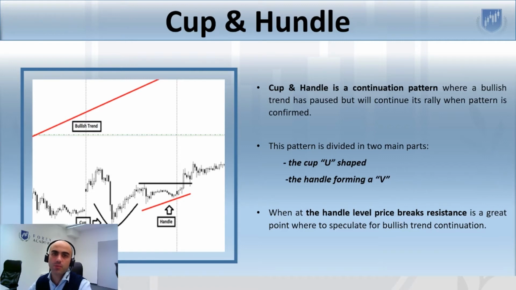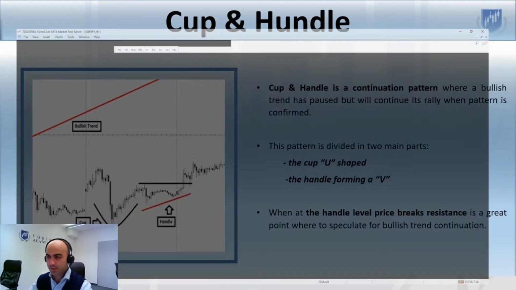The pattern is subdivided into two main drawings. The first one is the cup, which has a U shape, and the second one is the handle, forming kind of a V, where you can actually see a handle. And then when the handle breaks that resistance level, that is the point we want to see and enter the market for new profitable earnings. But let's move on to a real chart, and I will show you how it is actually built up.